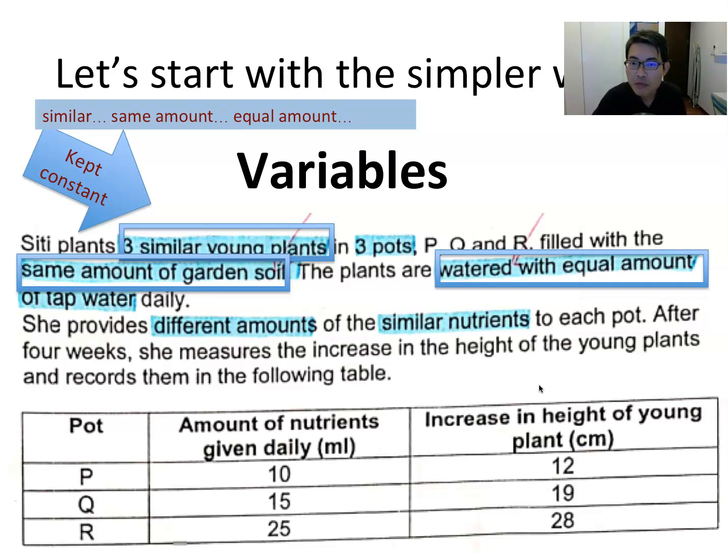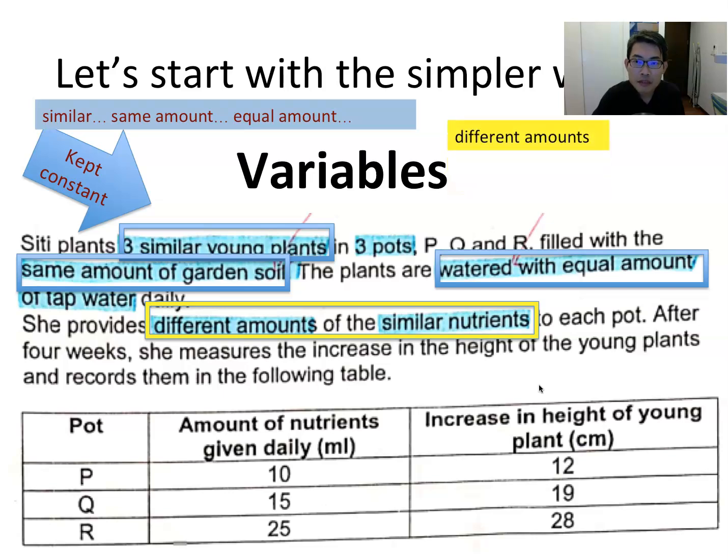What is the second type of variables you look out for? There are things such as different amounts of the similar nutrients. So what is changed here is not the type of nutrients, but the amount of nutrients. Alright, so we know that this amount of nutrients will vary. We can see from here, for pot P they use 10 ml, for pot Q they use 15 milliliters, and for pot R they use 25 milliliters.